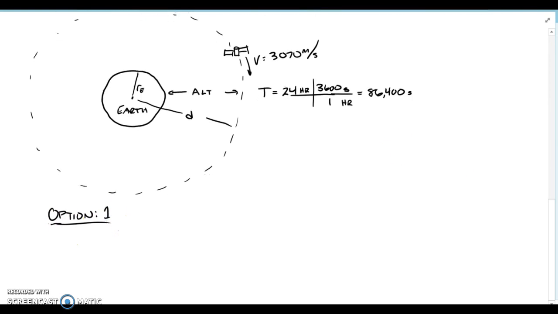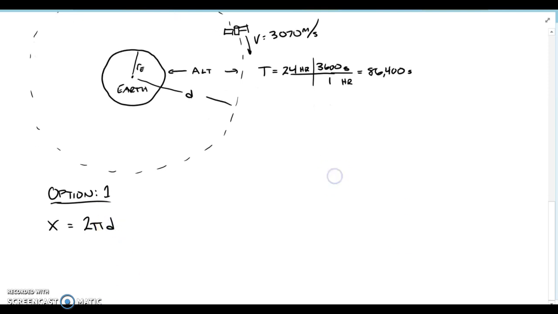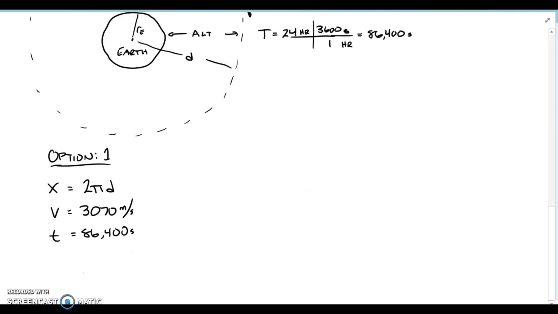And we know that it travels a total distance which is equal to the circumference. So we'll call that x. That's the distance around the circle, which is the circumference, which would be 2 pi times the radius of the circle, which happens to be, in this case, d. We know the velocity, again, is 3,070 meters per second, and we know the time it takes to make that trip is 86,400 seconds. And as we saw earlier in the year, we know how those variables relate. Velocity is distance over time, meters per second.